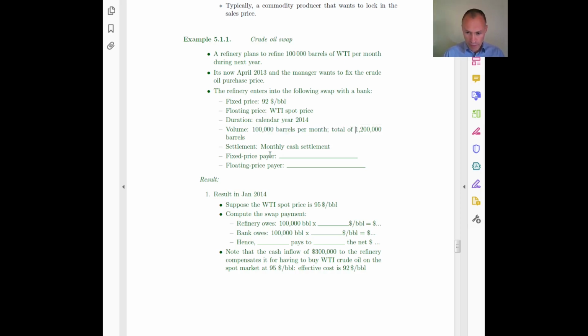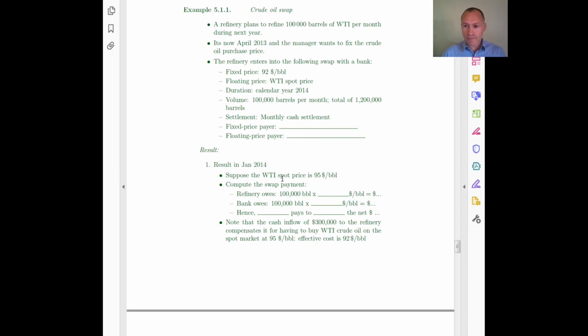Now we have to decide on which side of the swap we want to enter. If we are the refinery, we want to be the fixed price payer. So this would be the refinery. The bank would take the other side, and would be the floating payer.